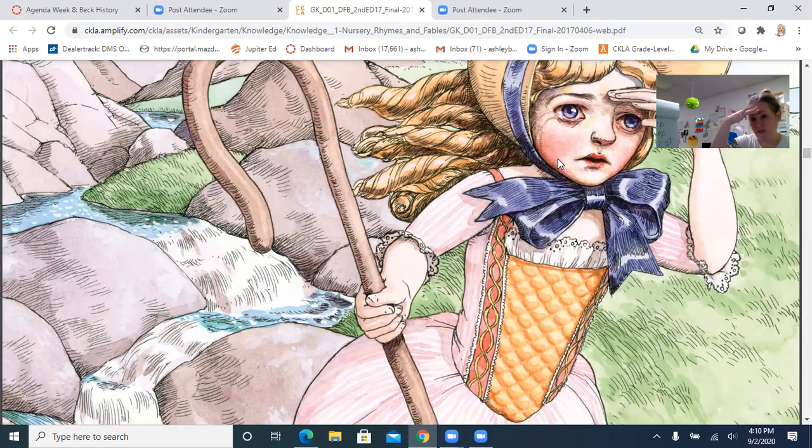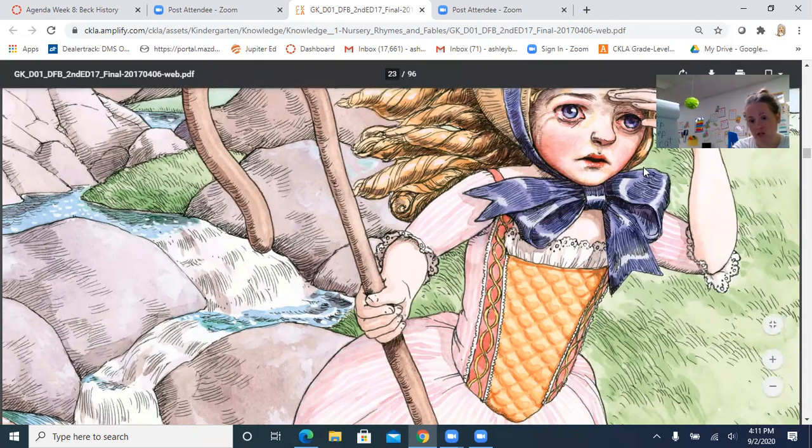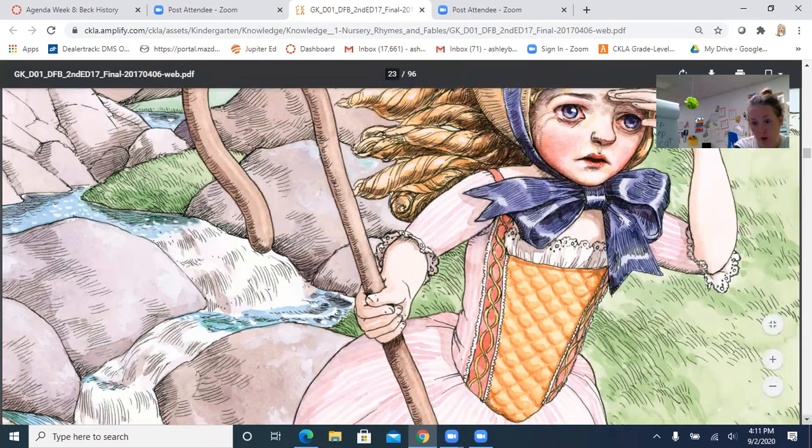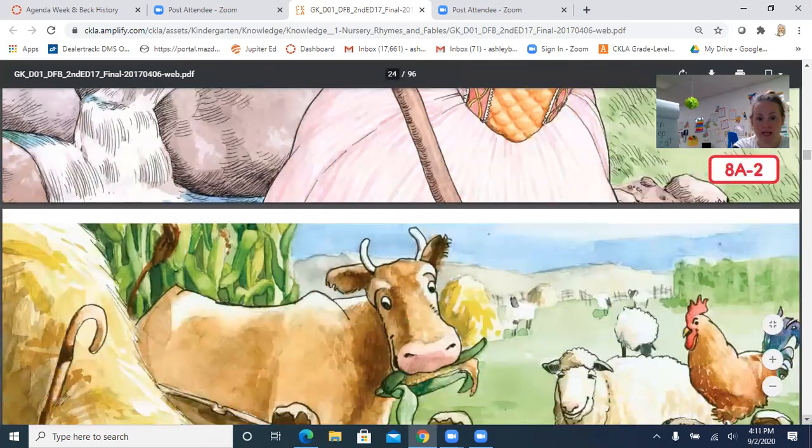And when we said we thought little Bo Peep was sad, I think we were correct because look at her eyes. She does look awfully sad. She looks distraught. She looks like she's very worried about where her sheep are. And I'm sure she is.